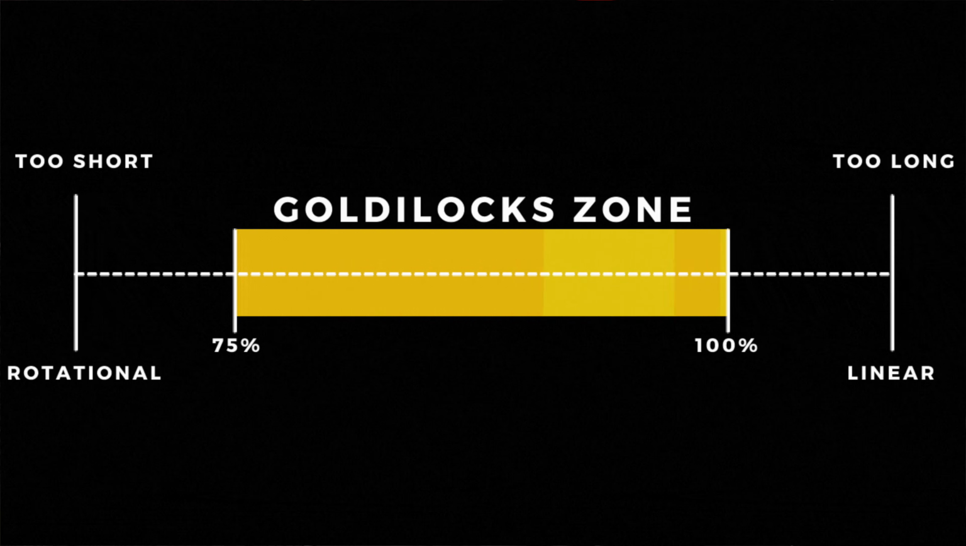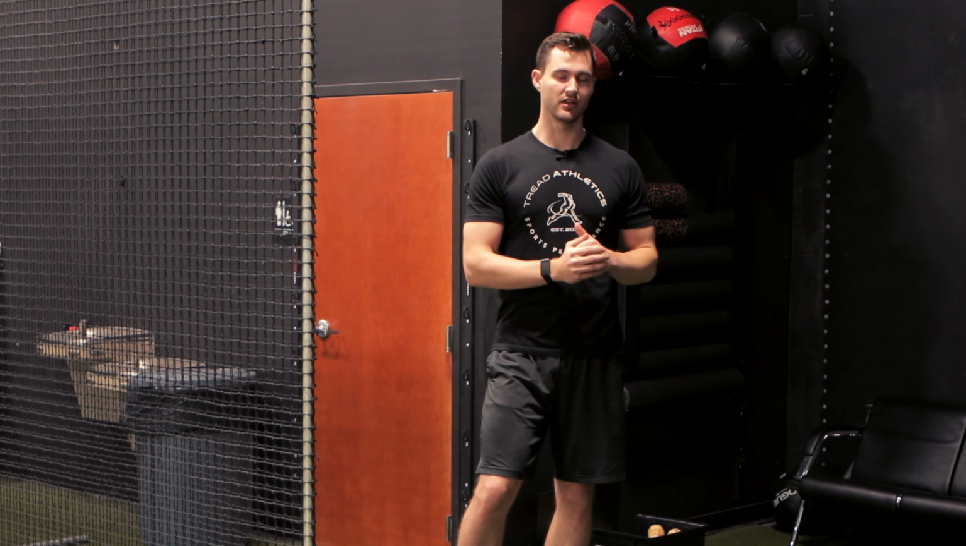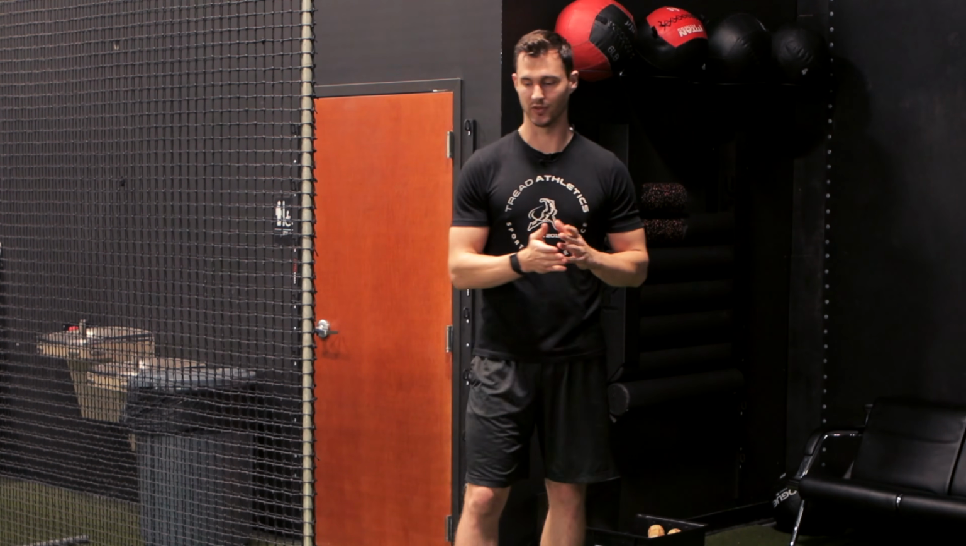100% of your height. If you're way outside of either of those ends of the spectrum, there's probably an issue going on. If you're way below 75% of your height as far as stride length, you're definitely not capturing any linear component to your throw. And if you're over 100%, it's almost impossible to get that without having a very extension dominant pattern.